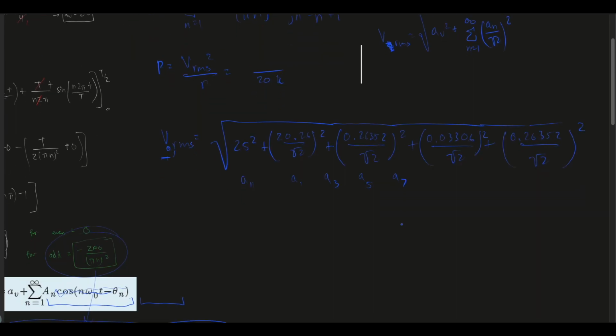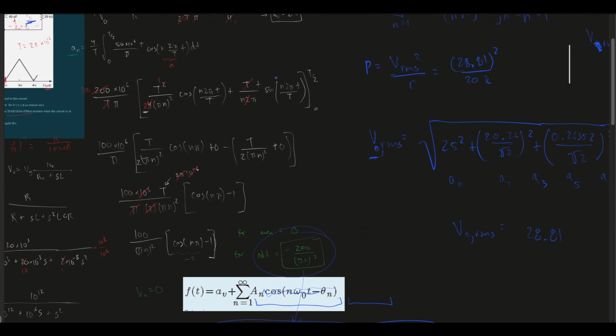And so now we have our VRMS. And now that we have our VRMS, we can just plug it into our P. If we were to plug all of this into the calculator, everything underneath the square root, we would get that our V naught RMS is equal to 28.81 approximately. So we're going to plug in 28.81 squared, and then we're going to have the 20 kilo ohms on the bottom. And then after we do that, we're going to convert this to milli.